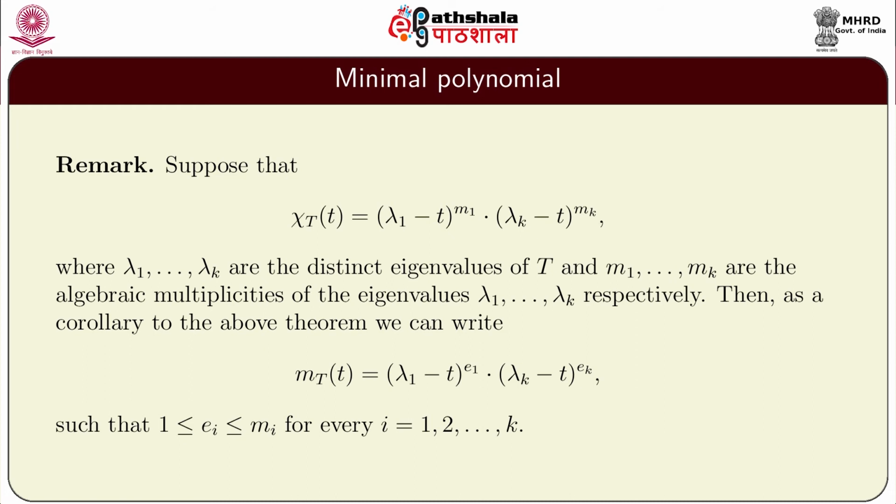Why is this true? Because of two things. One is that the minimal polynomial m_T must divide the characteristic polynomial chi T, and we have proved that they have the same set of zeros. Therefore, the linear factors would be the same. The only difference will be in the powers of the linear factors in the factorization of these polynomials.